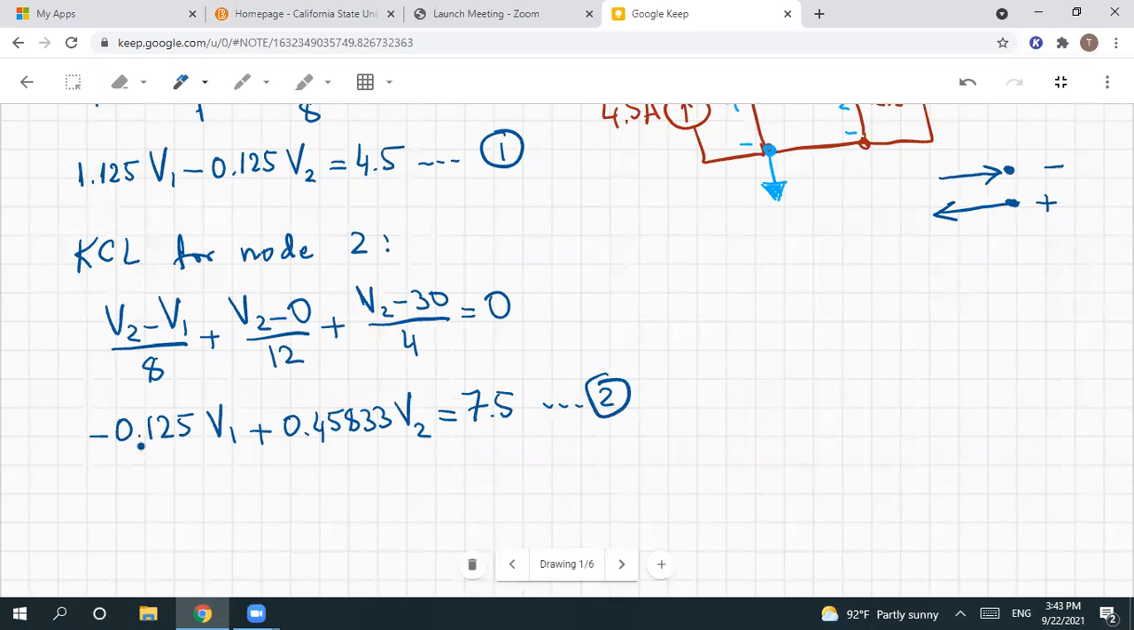So again, 0.125 is 1 over 8 for V1, with negative sign. The coefficient of V2 is 1 over 8 plus 1 over 12 plus 1 over 4. And negative 30 over 4 is negative 7.5. If you take it to the other side of the equation, it will be positive 7.5. Is it clear how we get these two equations, please?